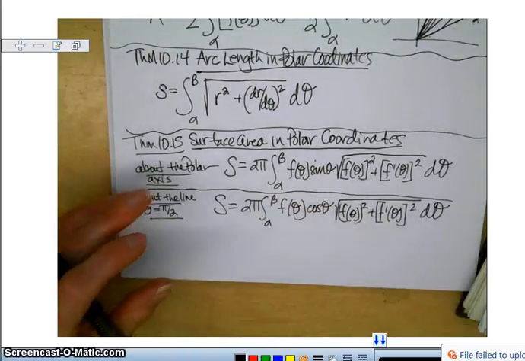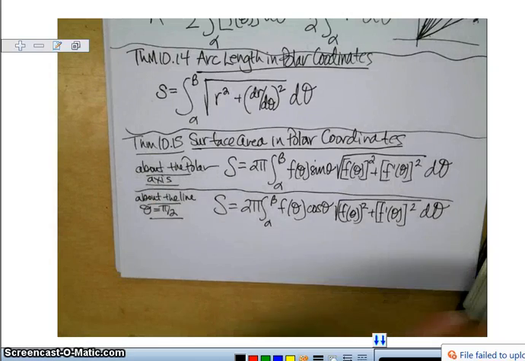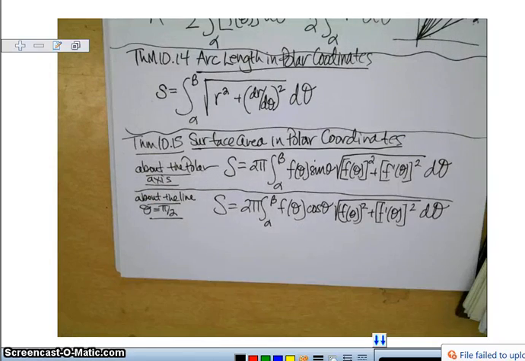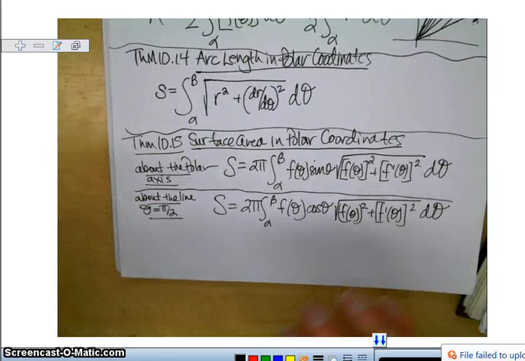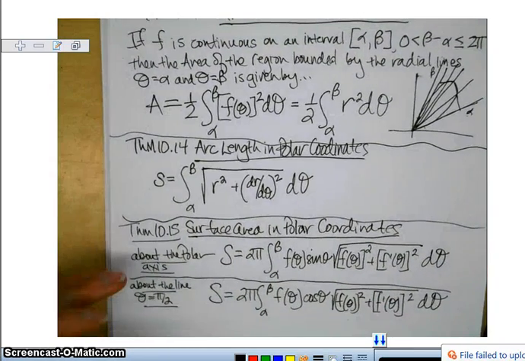So now let's look at some examples. These are the formulas that you need. They're all in the book too.